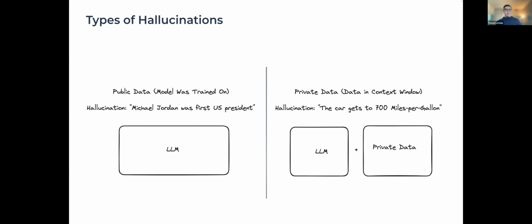And then the second type is hallucinations with private data. This is the data that's provided to the LLM in the context window. As an example of this, let's imagine we're a company that sells cars online. We have a chatbot where users can ask questions about the cars we're selling. The user asks a question about a specific car, context is retrieved, and the model then responds with, the car gets 700 miles per gallon, which obviously isn't factually correct here.